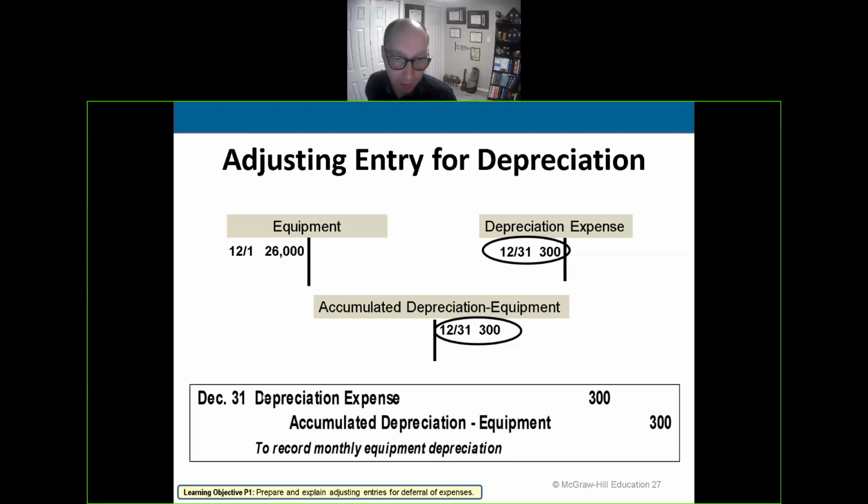So again, the adjusting entry: debit depreciation expense, credit accumulated depreciation. And you see it says dash equipment. The reason we put dash equipment in the account name is because a lot of times you have more than one asset. You've got buildings, equipment, vehicles, etc. So you need to designate which asset specifically this depreciation is for.